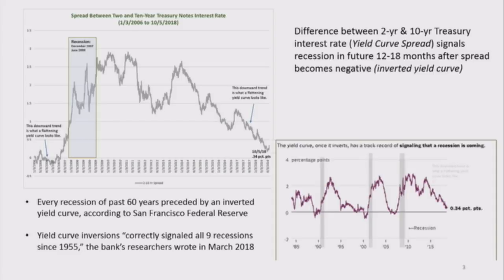For the past 60 years, there's one indicator that you just can't overlook, and it's the difference between the interest rate on 10-year bonds and the interest rate on 2-year Treasury bonds. And that difference, if it reaches a negative position, is called a negative or an inverted yield curve. And once you have an inverted yield curve, then a recession happens between 12 and 18 months afterwards.